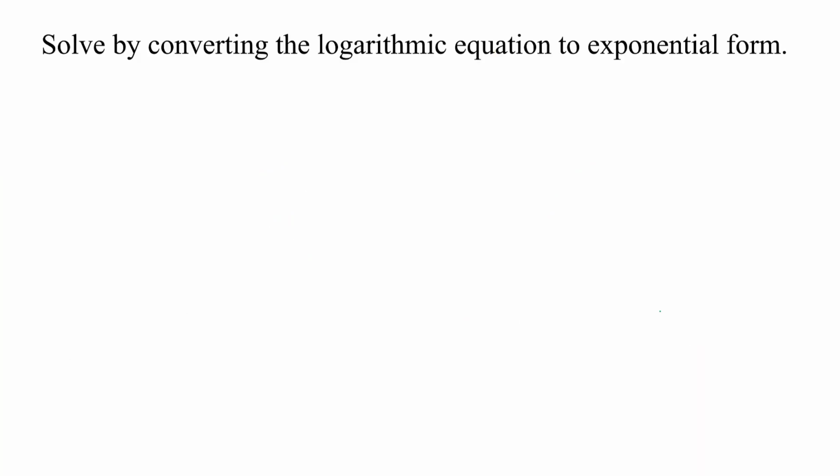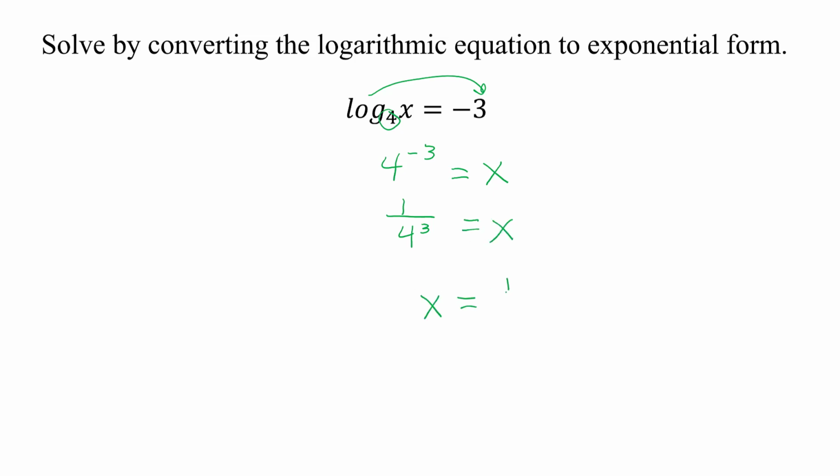Now let's solve some logarithmic equations by first converting to exponential form. Log to the base 4 of x equals negative 3 to begin with. And so I look for the base here, which would be 4. So I'm going to write this equation in exponential form with a base 4. Note that a log is an exponent, so our exponent here would be negative 3. 4 raised to the negative 3 equals x. 4 raised to the negative 3 is the same as 1 over 4 cubed. And so I have x equals 1 over 4 cubed, or 1 over 64, and we have a solution.